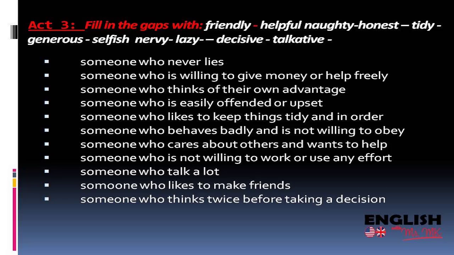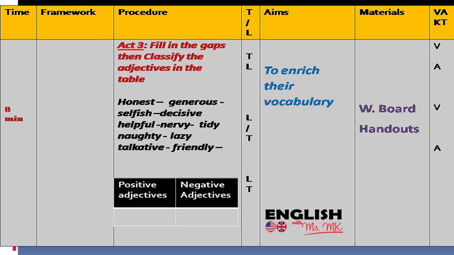Here, I presented this activity with gaps first, and I have put the explanation or the definition of each adjective. They're going to read, I'm going to help them, they're going to read, and then they're going to fill in the gaps with the right adjective. Then, they're going to classify these adjectives in the table, positive and negative adjectives. So, the aim of this activity is to enrich their vocabulary.